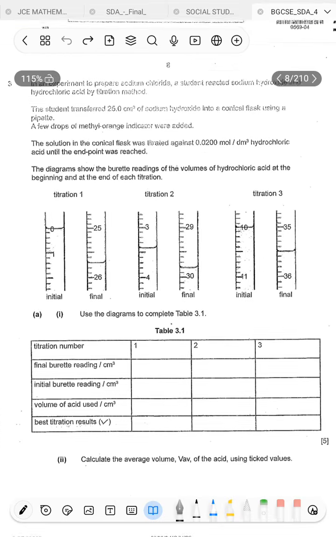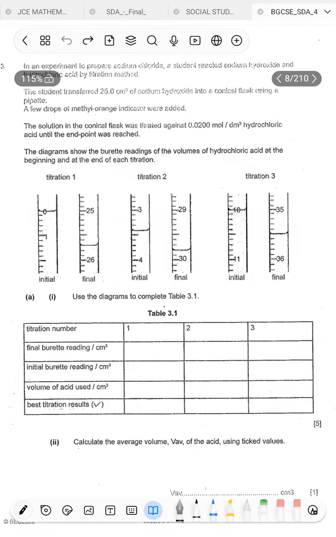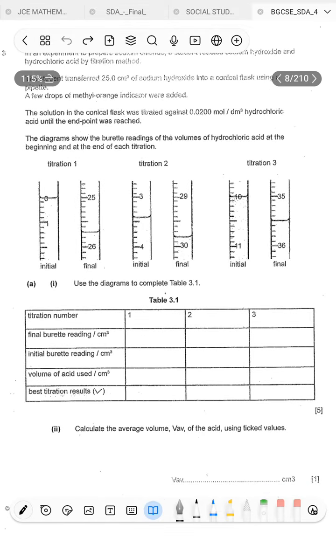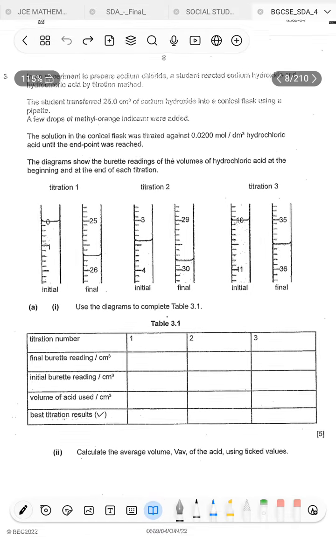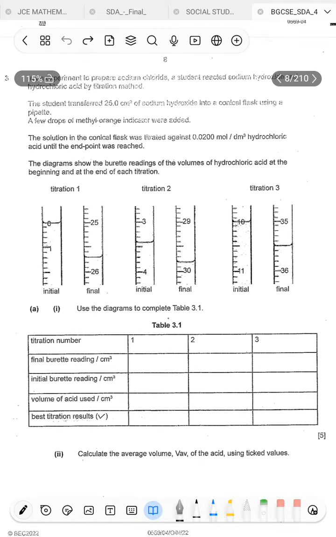In this video we're going to be looking at the SDA alternative to practical paper. This is the 2022 paper, so we'll try to answer the questions and explain more of the lab practicals with chemical equations that help us to clarify what exactly is happening behind the scenes.